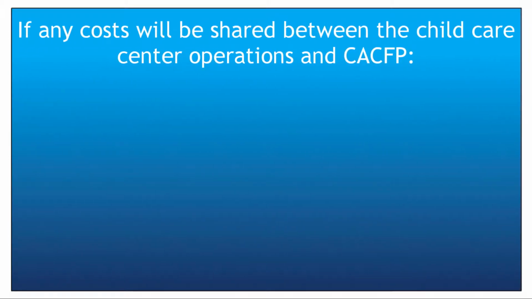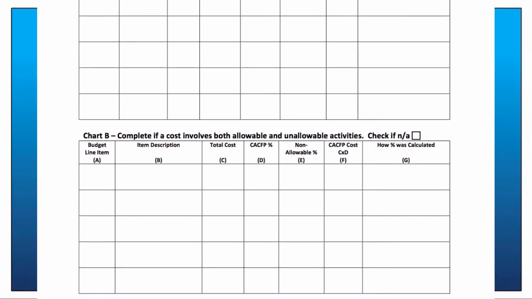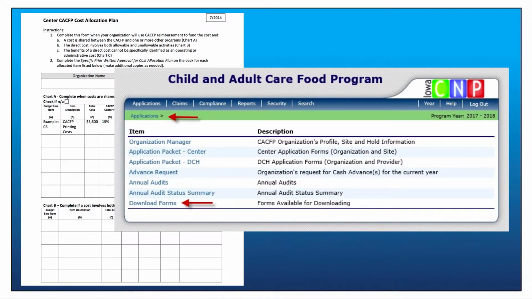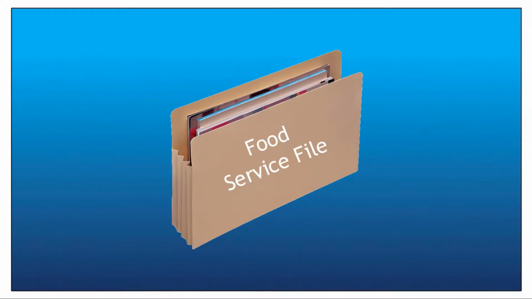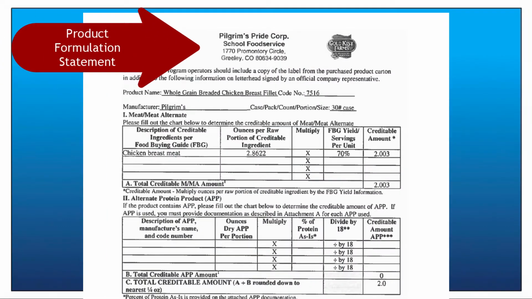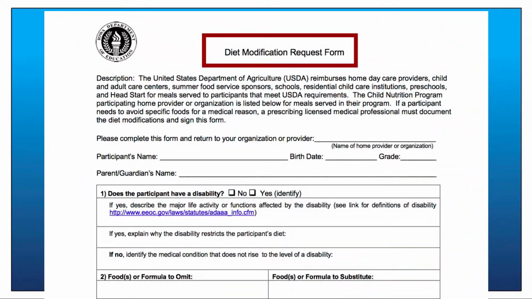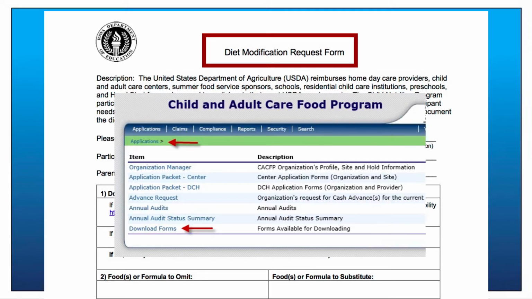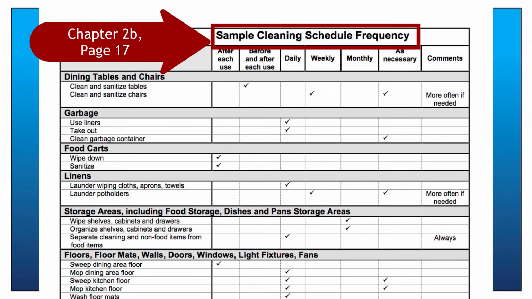If any costs will be shared between the Child Care Center operations and CACFP, a cost allocation plan must be completed that explains how the costs are divided. This document is available in Download Forms. The documents that must be kept in the food service file, including product formulation statements, CN labels, and standardized recipes, are discussed in Chapter 2. The diet modification request form can be found in Download Forms. A sample cleaning schedule can be found in Chapter 2B.